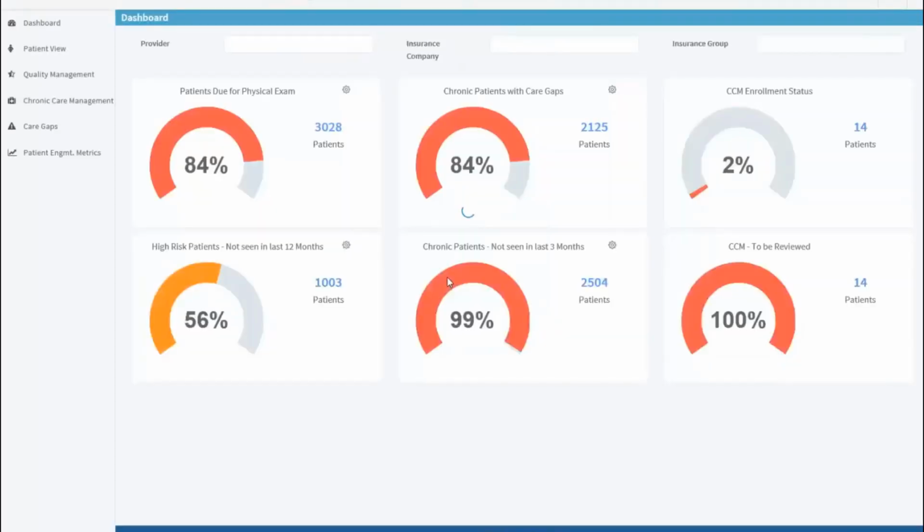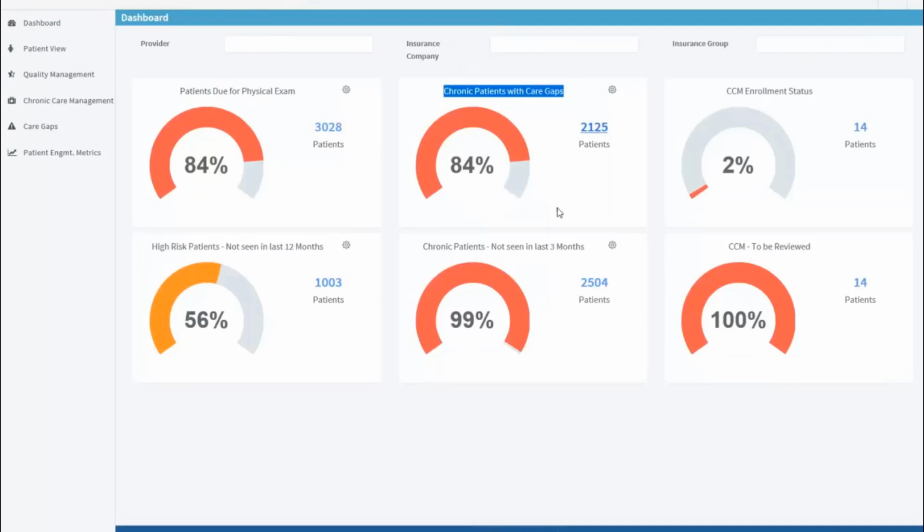This population health module is available for most of our products. It is prevalent in both Care Tracker and Amazing Charts. And here we're landing on the dashboard, and the dashboard gives us some quick, easy reports to see. So I can see quickly my chronic patients with care gaps.